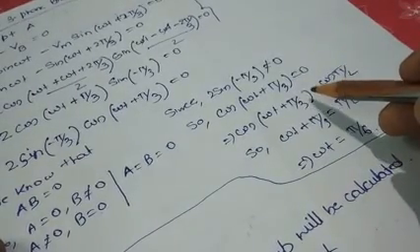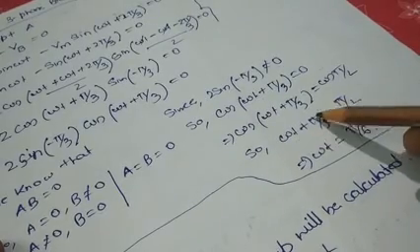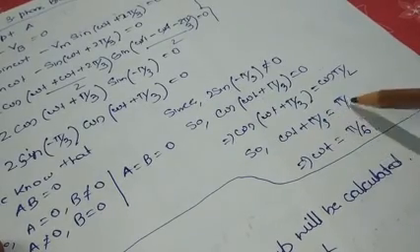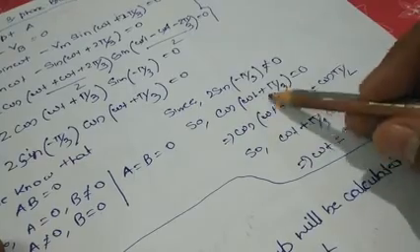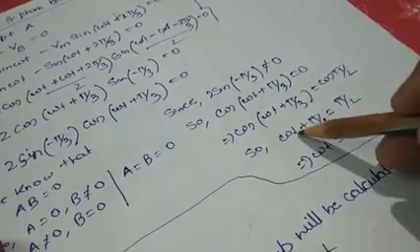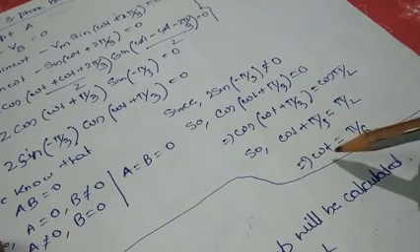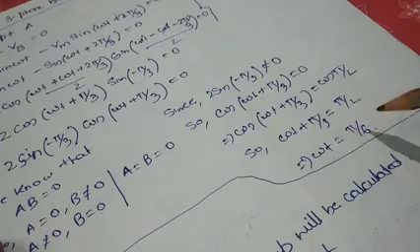So for simplifying these values, we will get cos(omega t + pi/3) = cos(pi/2), because we know the value of cos(pi/2) is 0. So it is omega t + pi/3 = pi/2, and the value of omega t becomes pi/6.